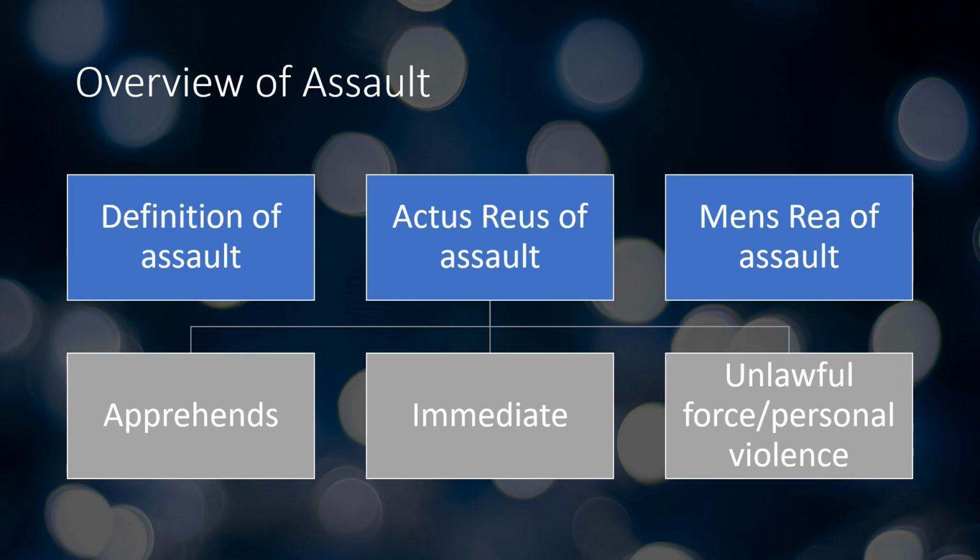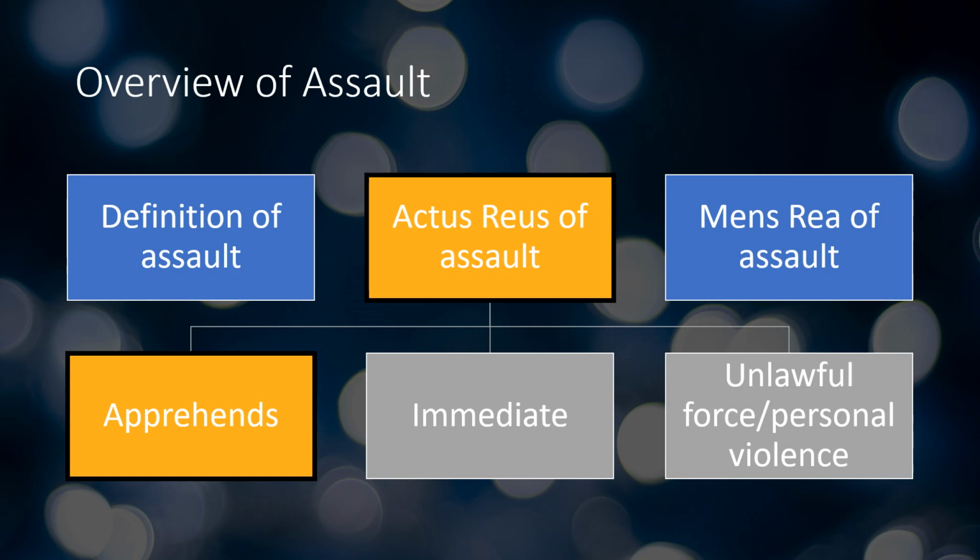And so we've looked at the definition, and we've looked at overall what the actus reus of assault is. We're now going to break it down into what each of those things means. We're going to look at apprehends, we're going to then consider what immediate means, and we're going to consider what unlawful force or personal violence means. So we begin with apprehends.